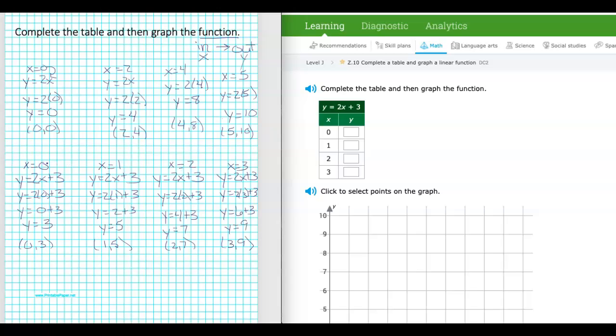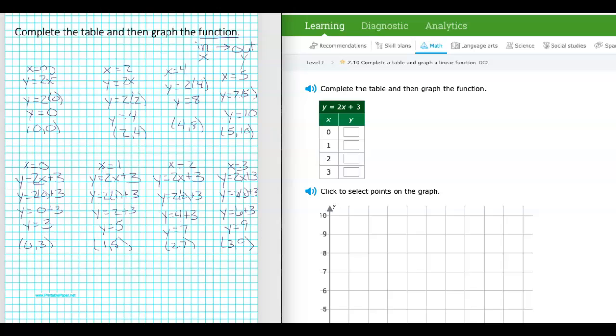And I have input or substituted that x value in. So I rewrote this y equals 2. Now between 2 and x, when they're next to each other, that's multiplication. So parentheses, 2 times 0 plus 3. 2 times 0, remember multiplication before addition, is 0. And then 0 plus 3, well, my answer is 3. So when I input 0, out comes 3.